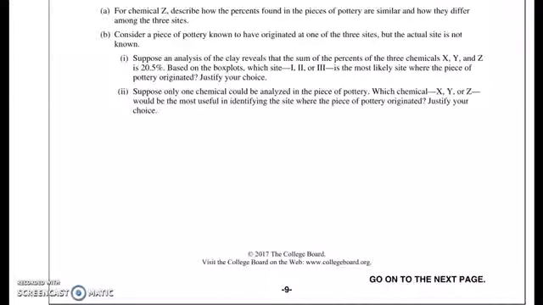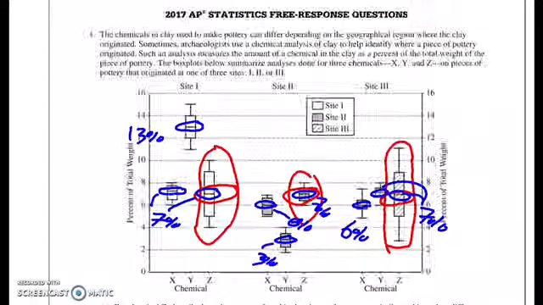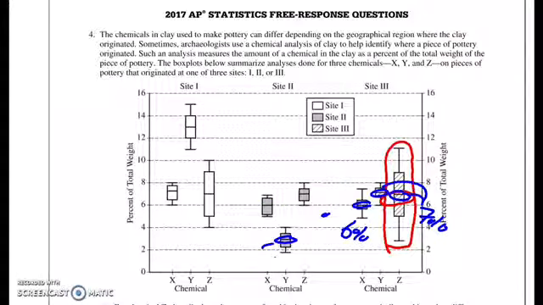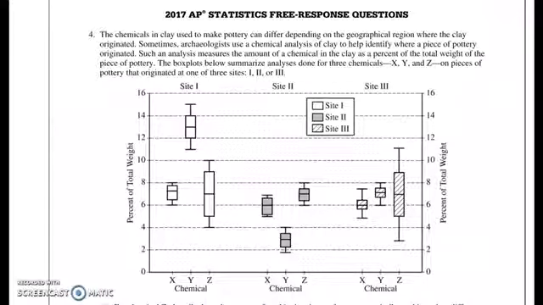Alright, so the last part of the problem states, suppose only one chemical could be analyzed in the piece of pottery. Which chemical, X, Y, or Z, would be the most useful in identifying the site where the piece of pottery originated? And again, it wants justification. So if we go back up to the graph, taking a look at all three chemicals here, we see the one with a small amount of variability in all three sites is going to be chemical Y, as seen here.